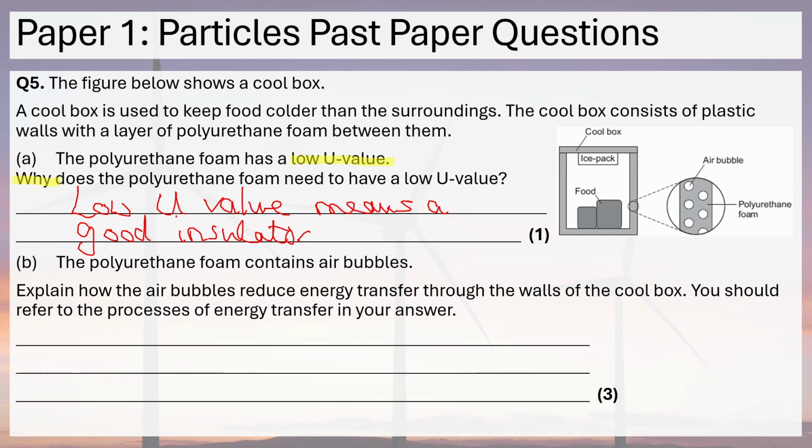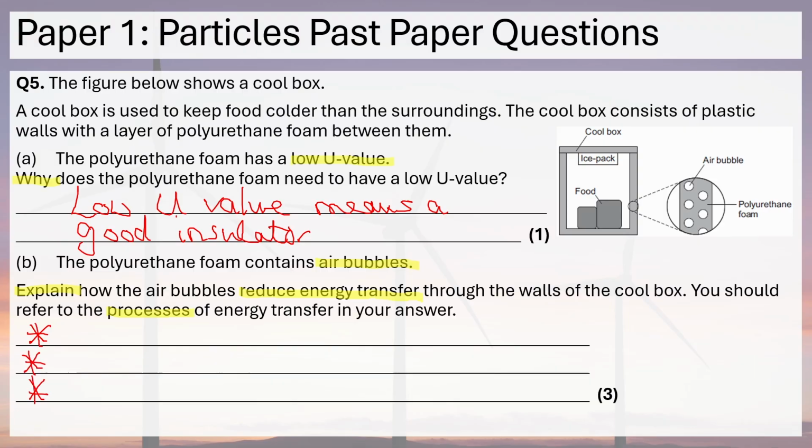Part B, the foam contains air bubbles, and then it says explain how the air bubbles reduce energy transfer. And it says you should refer to the processes of energy transfer in your answer. So we've already done this a little bit in previous questions. Remember, processes of energy transfer, we're referring here to conduction, convection and radiation. Now we've got 3 marks, so again I'm going to put 3 bullet points in to try and make sure that my answer doesn't miss anything.